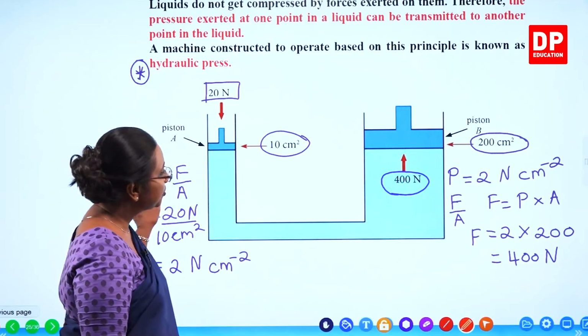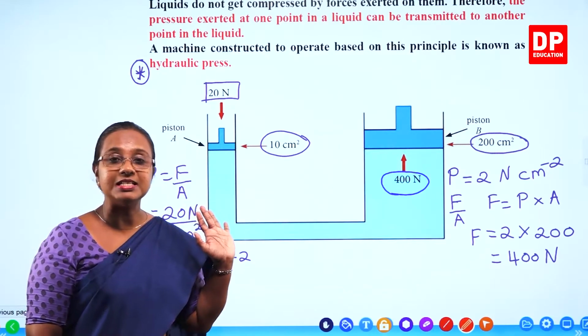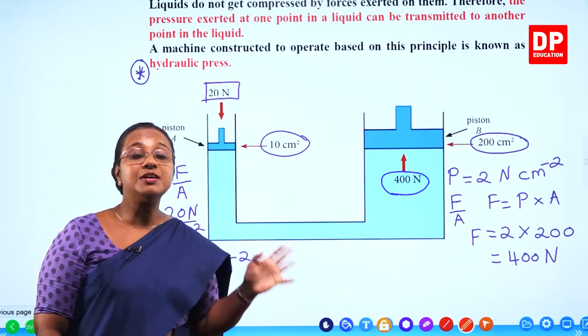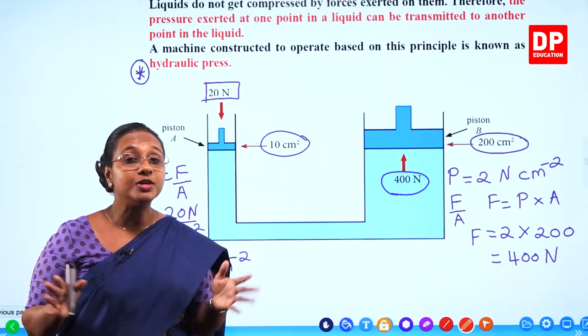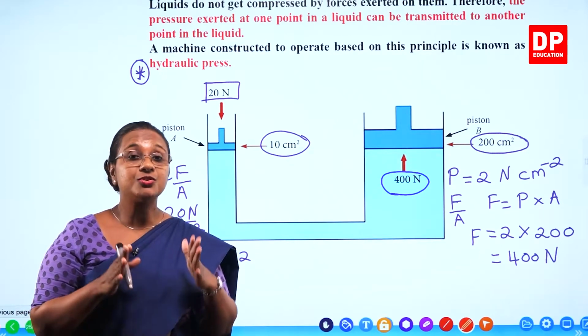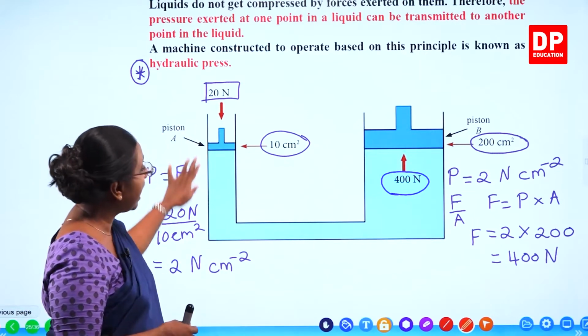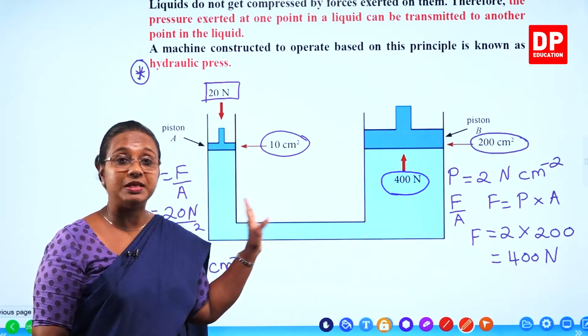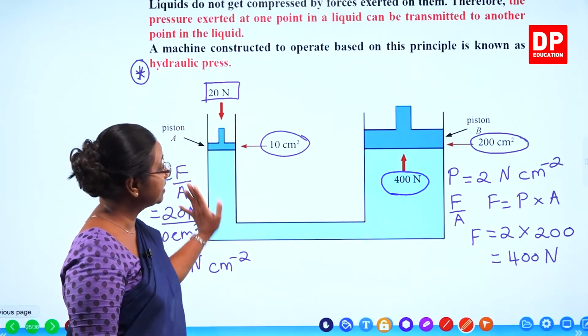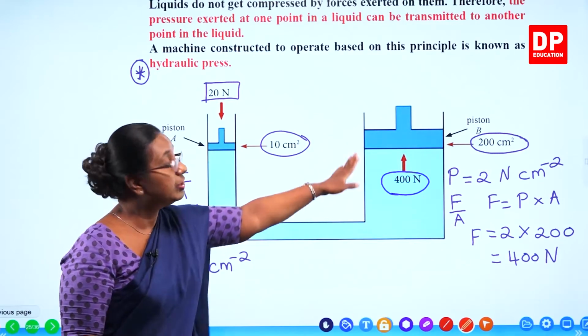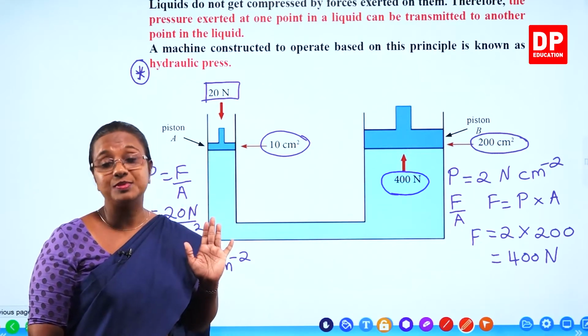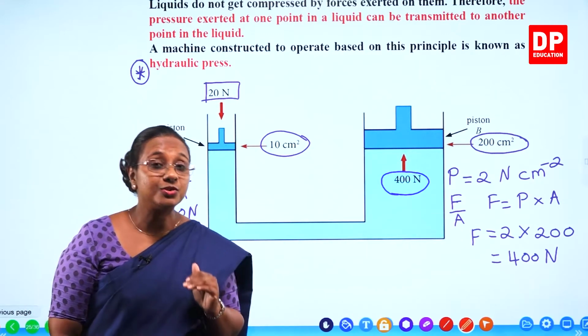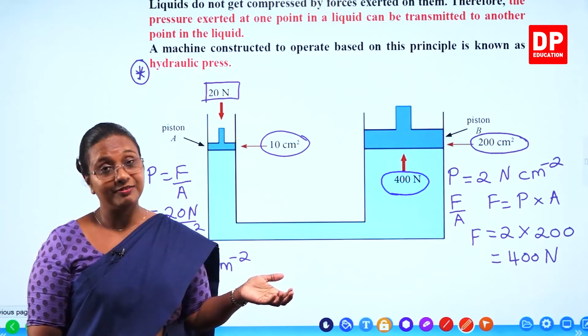Okay students, so now you all have understood this concept. We will try to observe this in the lab. I will do a small simple activity so that you all can understand how pressure is being transmitted from one piston through the liquid to the other piston. You all can observe that clearly. So let's go to the lab and do the activity now.